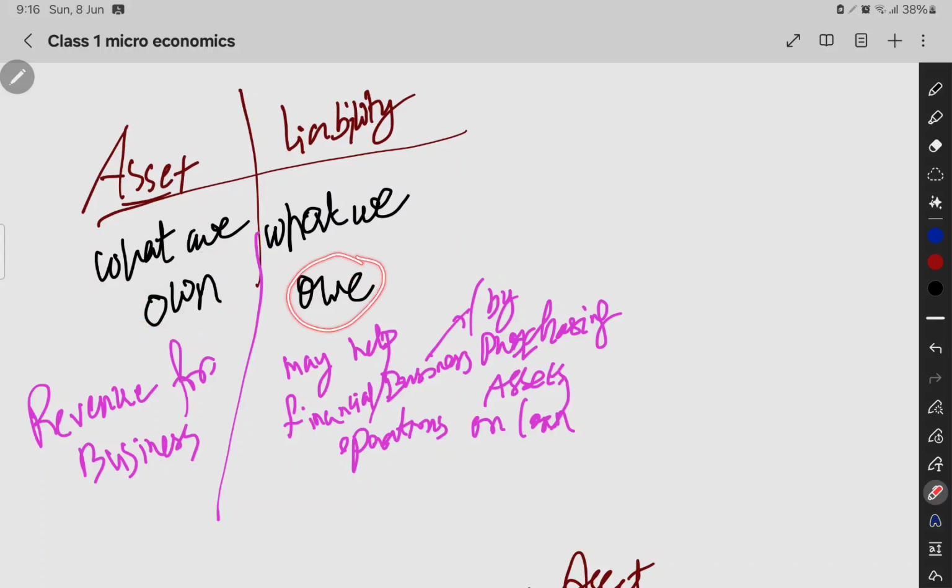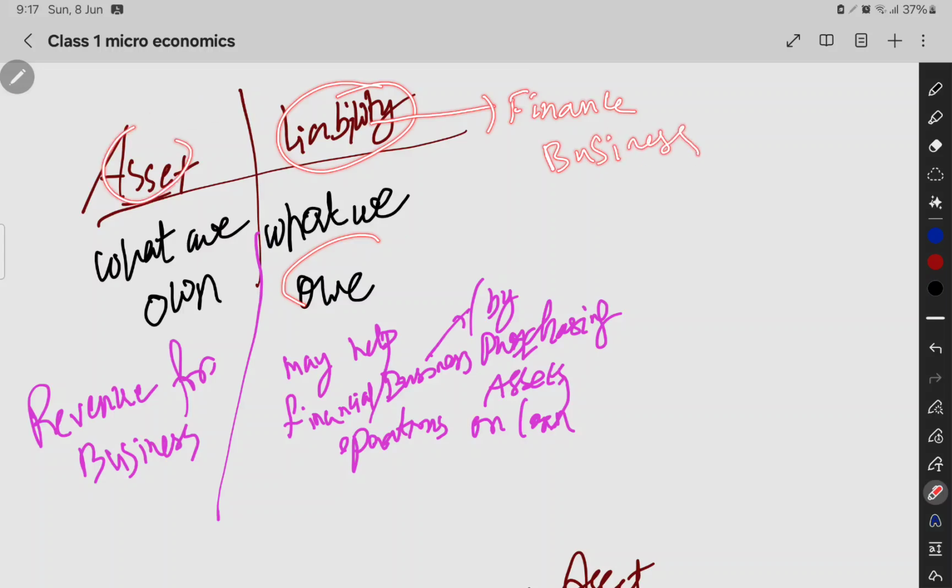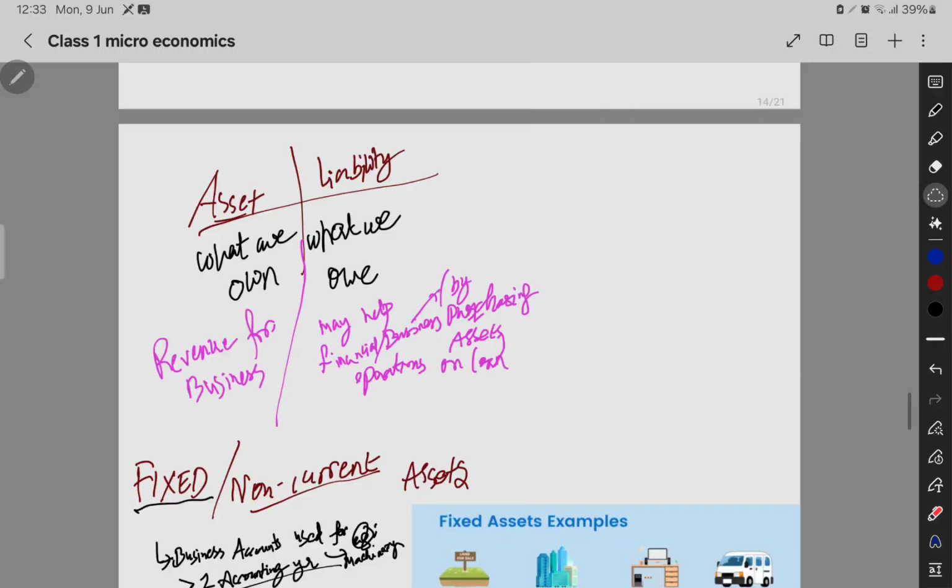Whereas a liability, we owe it. We are purchasing assets by taking loans. Why? To finance our business. So liabilities help to finance our business, and they help generate revenue for business. I think the difference between asset and liability is clear. This is what we own and this is what we owe.